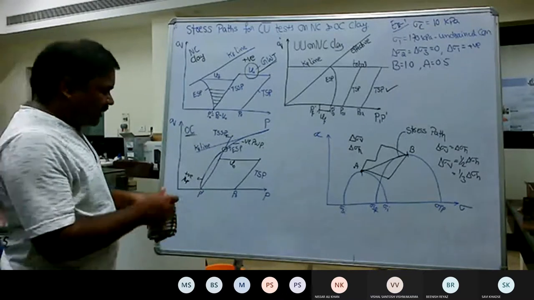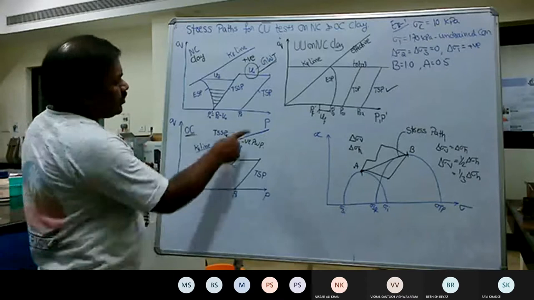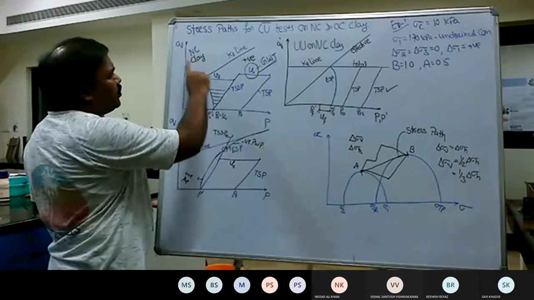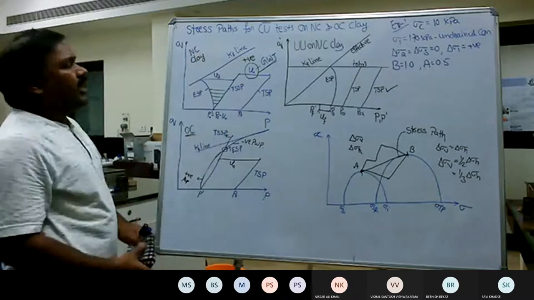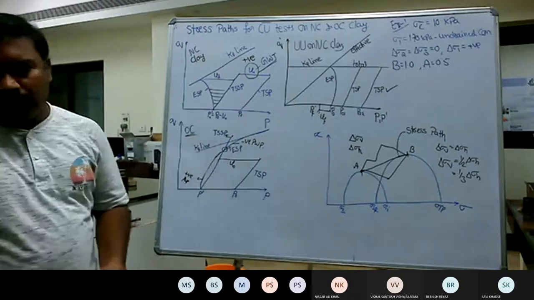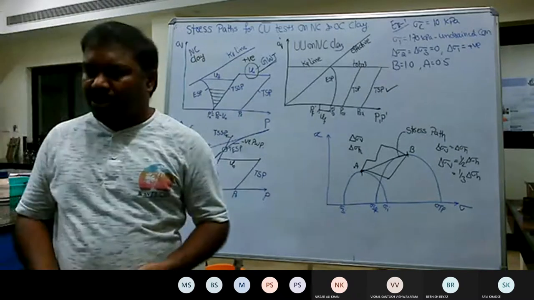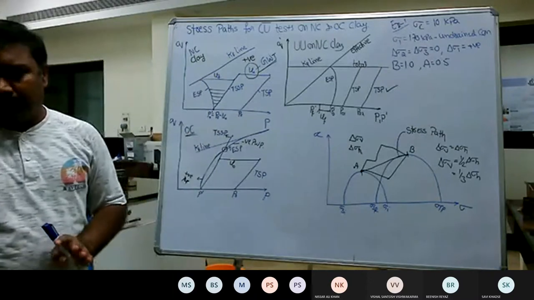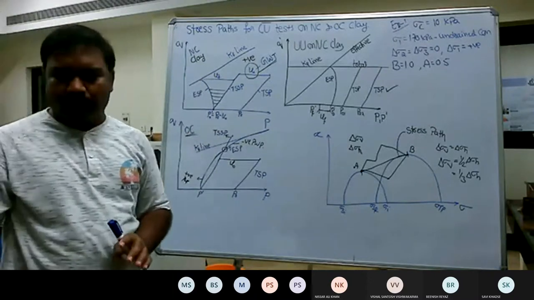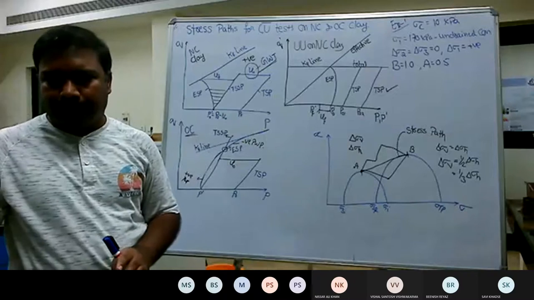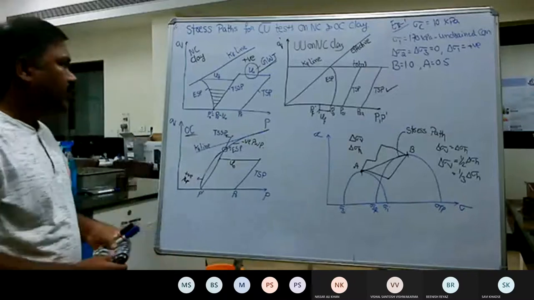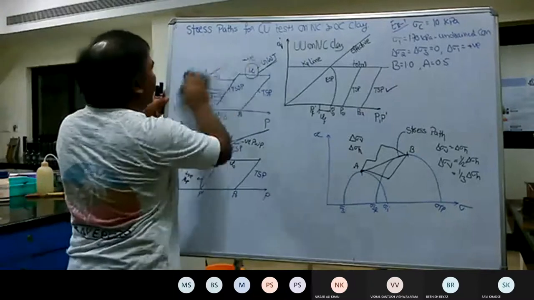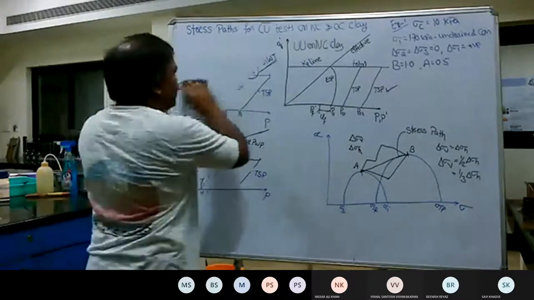Okay, so one fundamental thing that yesterday also I was explaining: when you draw the relationship between P versus Q, it is always called a KF line. So that is the constant pressure line. That I will come to now. Do you have any question in this regard? Okay. So now let me explain more about the stress path, the KF line, and so on and so forth.